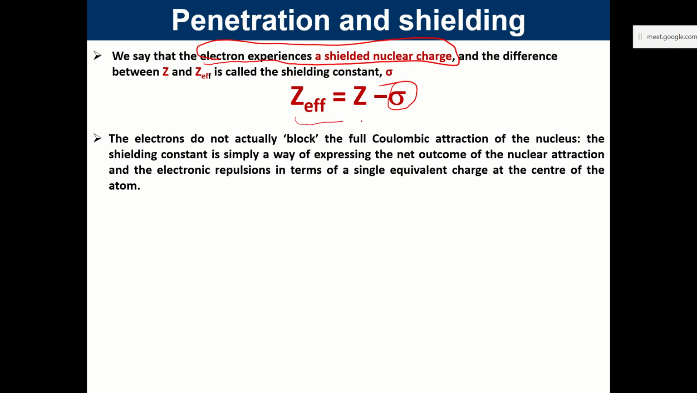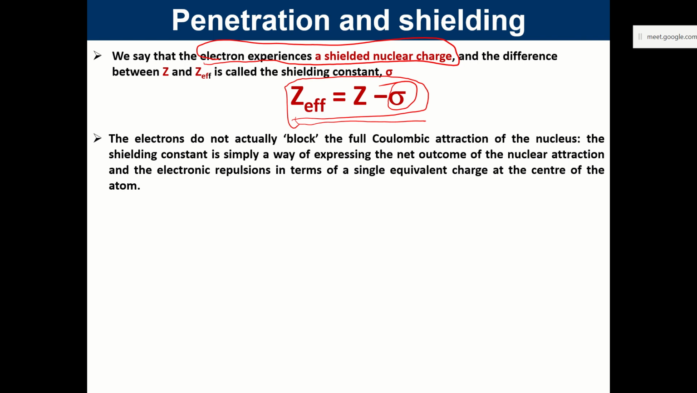So the reduction in the charge at the nucleus overall, that the outer electron sees, that reduction in charge we are calling the effective nuclear charge, and that is given by the shielding constant. So it is a blocking.